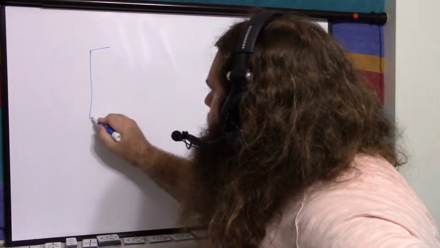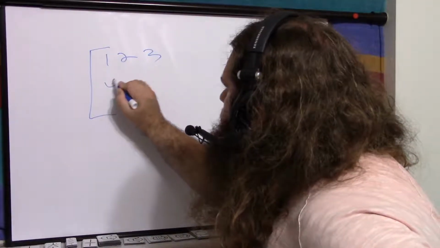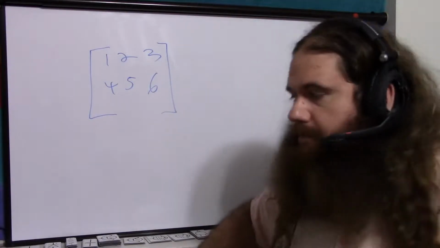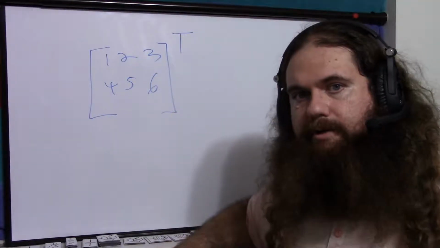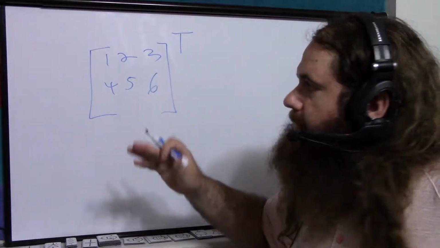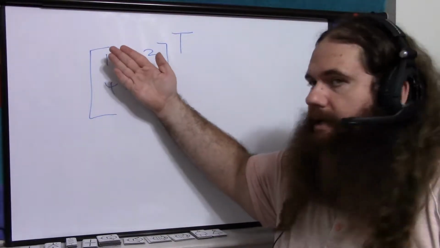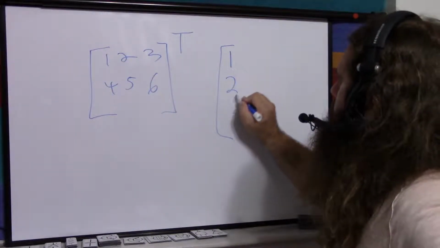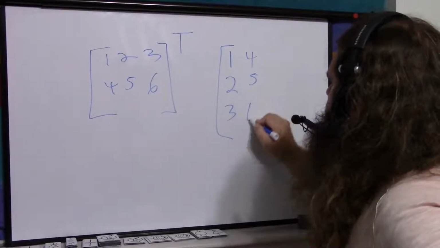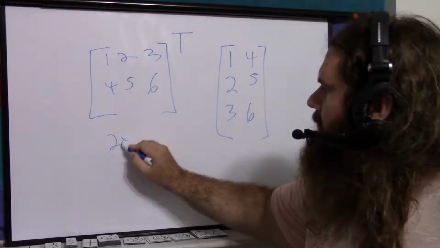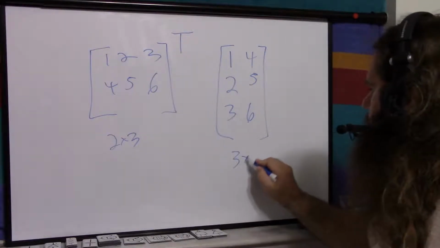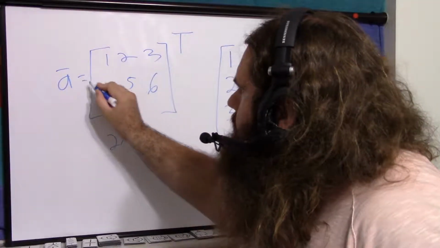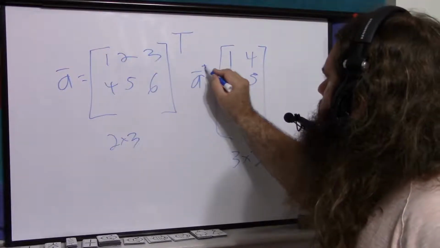Now, let's say we have 1, 2, 3, 4, 5, 6. Let's do something called a transpose. That's the capital T. Remember I showed you can write vectors this way? You just flip it. You basically look at the diagonal this way, and flip it. So you get 1, 2, 3, 4, 5, 6. This is a 2 by 3 matrix. This is a 3 by 2 matrix. And if this is A, we'll just use the same bar. This is A transpose.